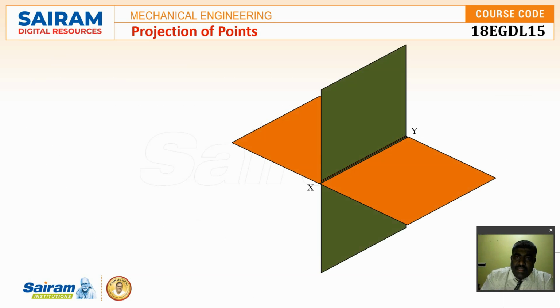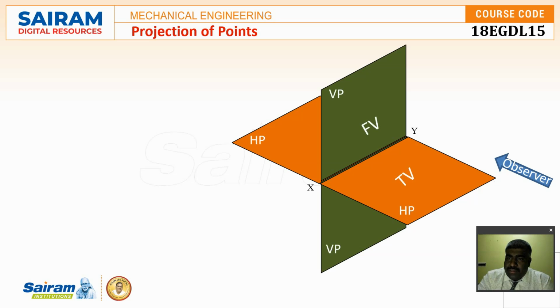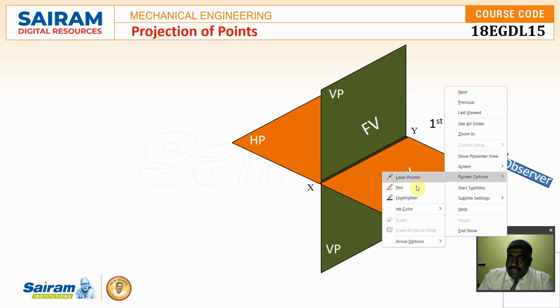Coming to the quadrants, these are all four quadrants. The green color indicates the vertical plane, the orange color indicates the horizontal plane, and the XY line indicates exactly the intersection of the vertical plane with the horizontal plane. The front view will always be drawn on the vertical plane and the top view will be drawn on the horizontal plane. I am going to fix the observer on the right hand side now. Whenever the observer is on the right hand side, let me take any of the points over there.